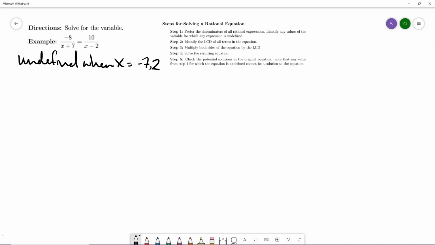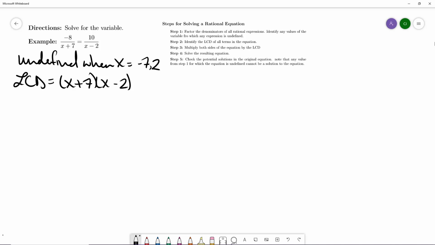Right? I still want you to tell me what the LCD is. Right? The LCD, you can tell me it's x plus 7, x minus 2. Right? You don't have to write down the factors. If you want to, that is perfectly fine, but this is the minimum I'm expecting from you guys.